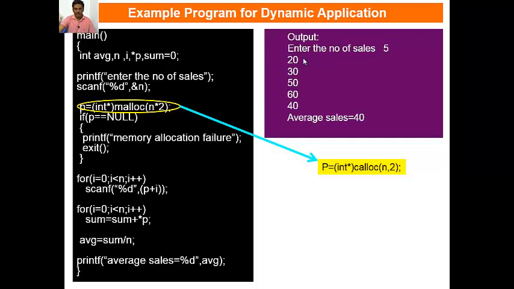So for 5 integer values, that is, enter the number of sales 5, 5 into 2. It passes only one value. In our case, the value of n is 5, 5 into 2 is 10. The value 10 is passed to the malloc function, which is an inbuilt library function. So it allocates 10 bytes.